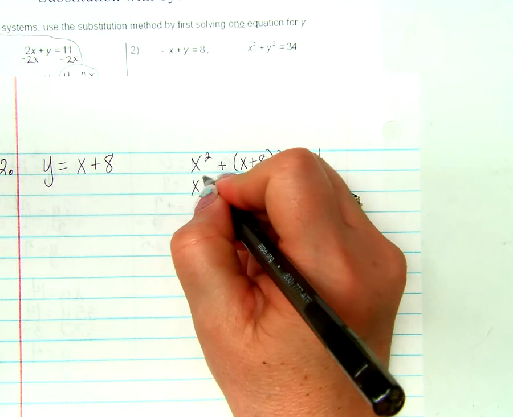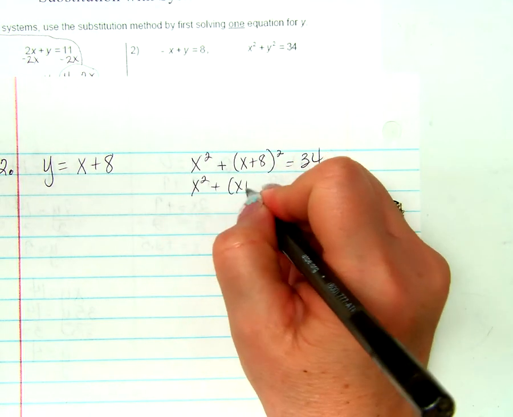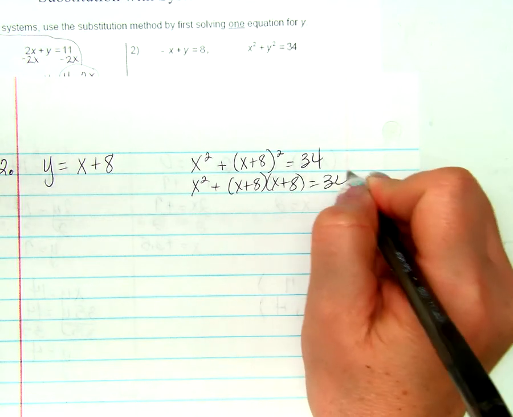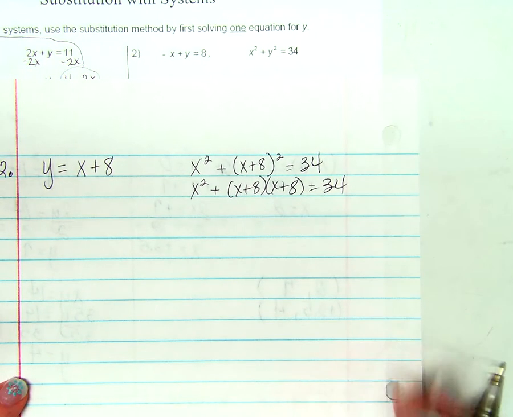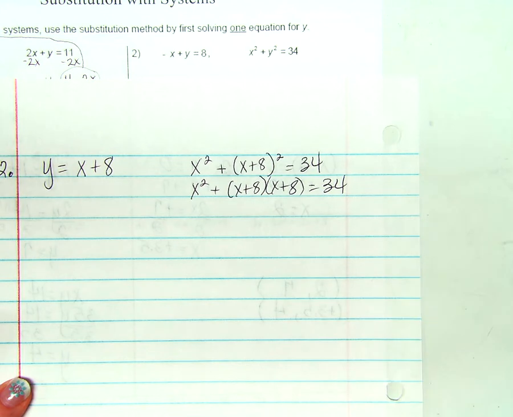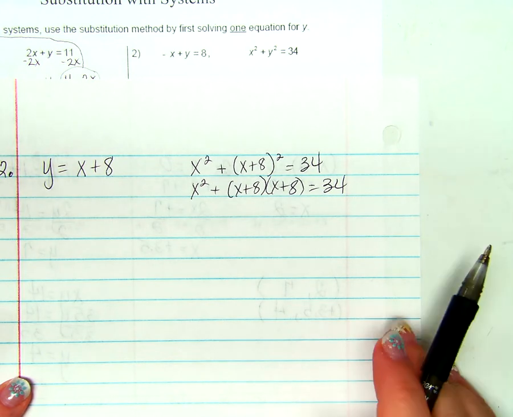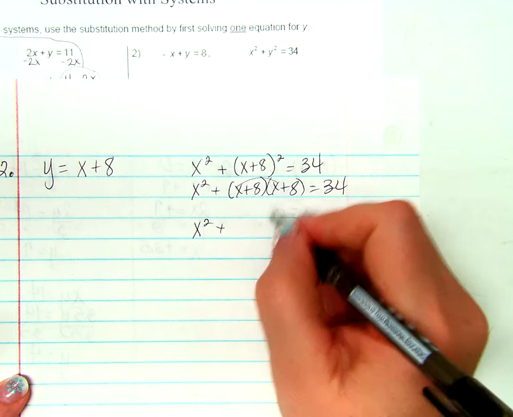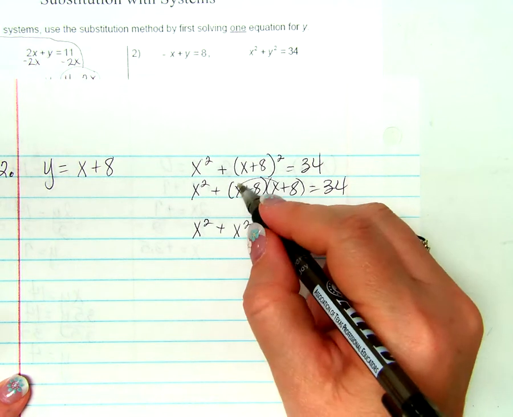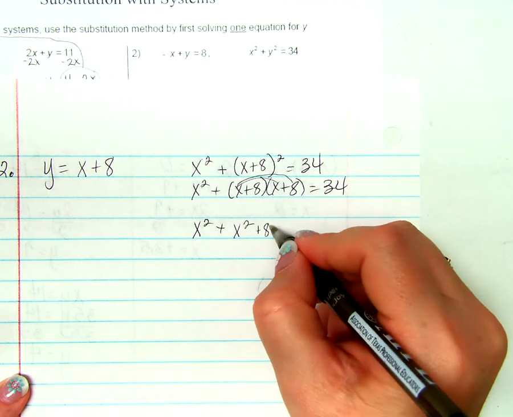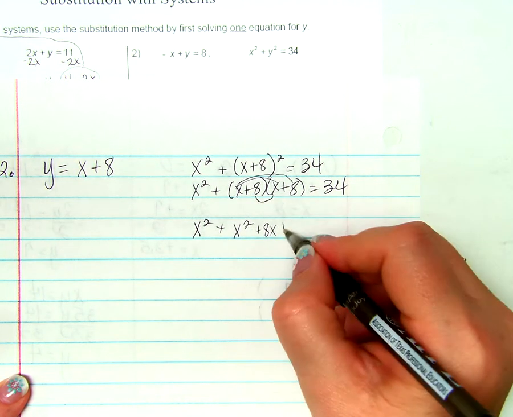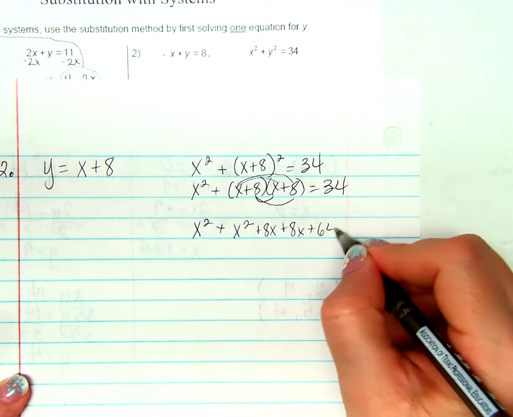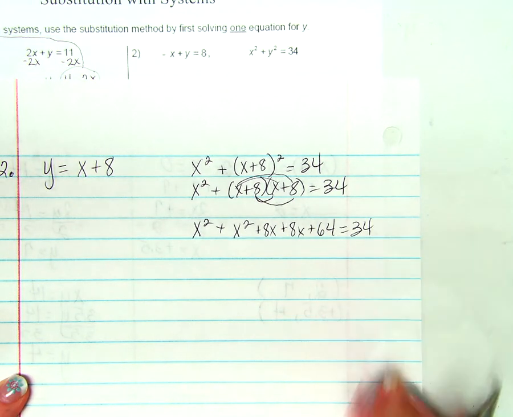Okay, so I could actually rewrite it like this: x plus 8 times x plus 8. In fact, that helps us a lot, doesn't it? Because we remember to distribute. We don't just try to square the first and square the second, which will just get us the wrong answer. Okay? So I have x squared plus x squared plus 8x plus 8x plus 64 equals 34.